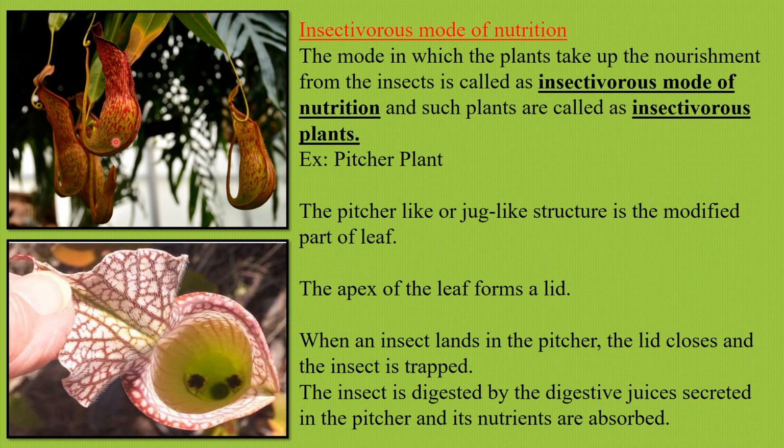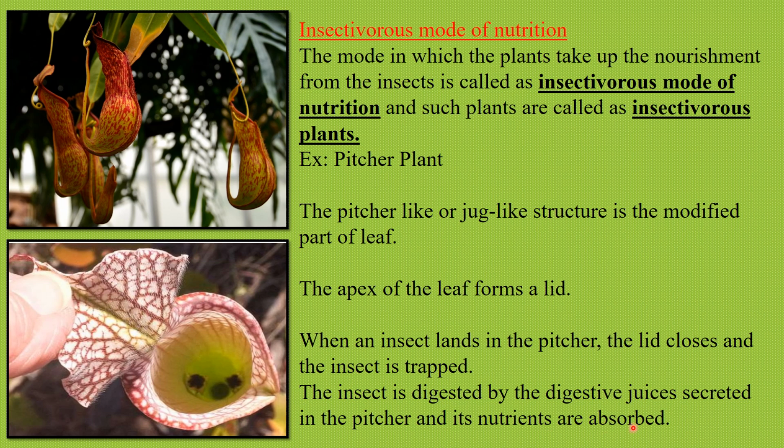The pitcher plant consists of a pitcher-like or jug-like structure which is the modified part of the leaf. The apex of the leaf forms a lid. Here, the word apex means the uppermost or the narrower part of the leaf. When an insect lands in the pitcher, the lid closes and the insect is trapped. The insect is then digested by the digestive juices which are secreted in the pitcher, and its nutrients are absorbed.